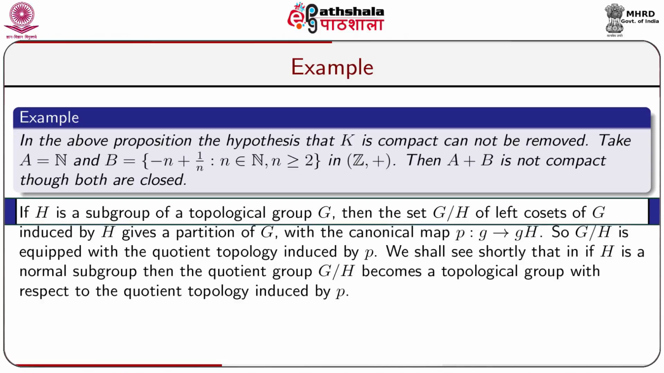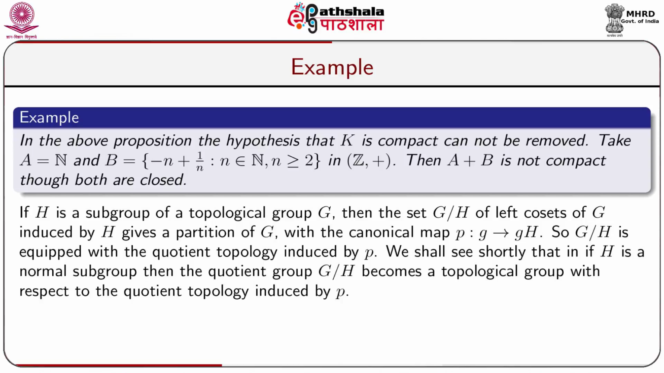If H is a subgroup of a topological group G, then the set G by H of all left cosets of G acquires the quotient topology, defined as the strongest topology such that the canonical projection map P from G to G by H is continuous. In fact, I have already told about this. The set of all left cosets forms a partition. So, the canonical mapping which carries G to its corresponding left coset gives a quotient topology on the collection of all left cosets. Thus, G by H has a quotient topology which is induced by the canonical mapping P and from the topology of G.